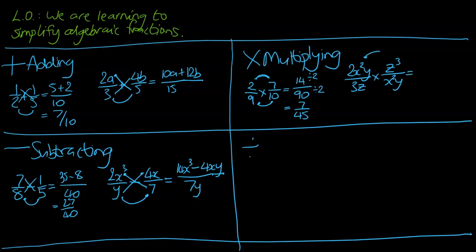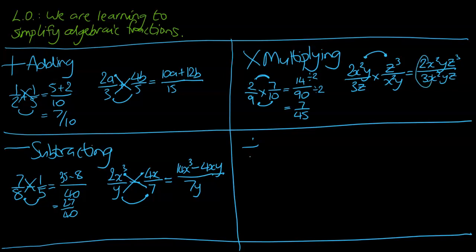We're going to go top times top, and we've learned how to multiply algebraic expressions before, so it's going to be 2x squared y z cubed. We're then going to do the bottom times bottom, that's going to be 3x squared y times z. And what we're left with here is just a division question to simplify. So we've done a bit of that before.